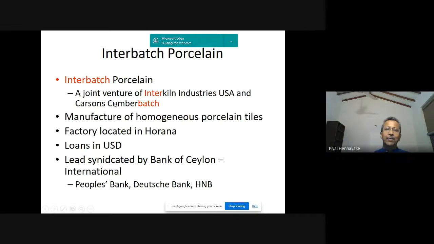This project, I think we have discussed. Mr. Aravind Perera also discussed this in his presentation, where this US party with a Sri Lankan conglomerate wanted to set up a tile factory in Sri Lanka, and that was syndicated by Bank of Ceylon, People's Bank, with Deutsche Bank and HNB as the other banks. I don't want to explain because we have explained this. The factory is located in Corona now. That's the best factory of Royal Ceramics. They bought it for a very small amount, for a song, from the banks.